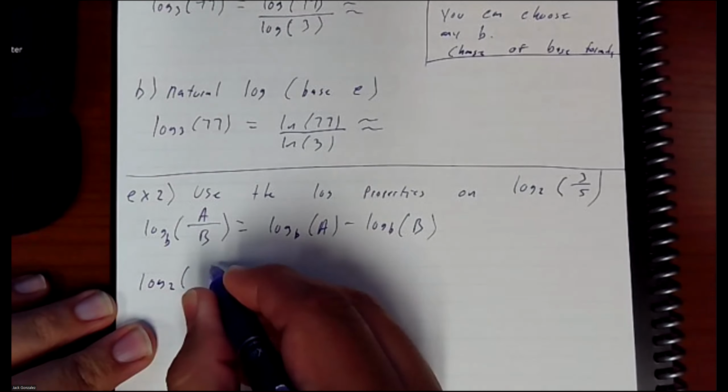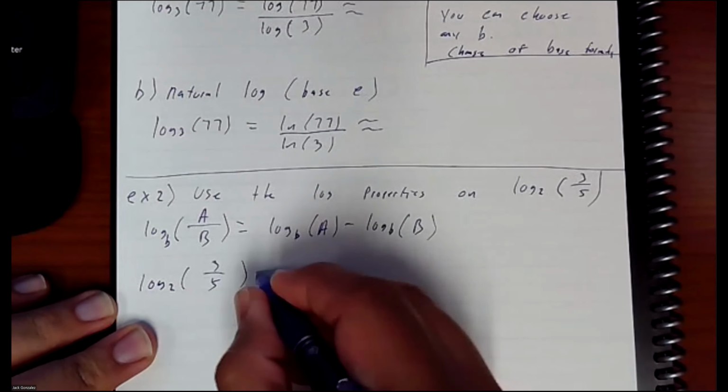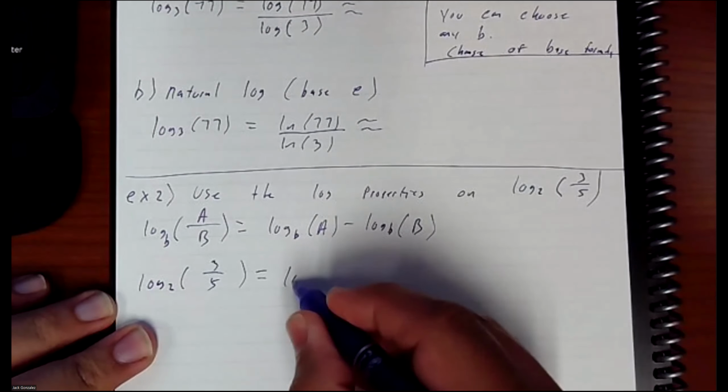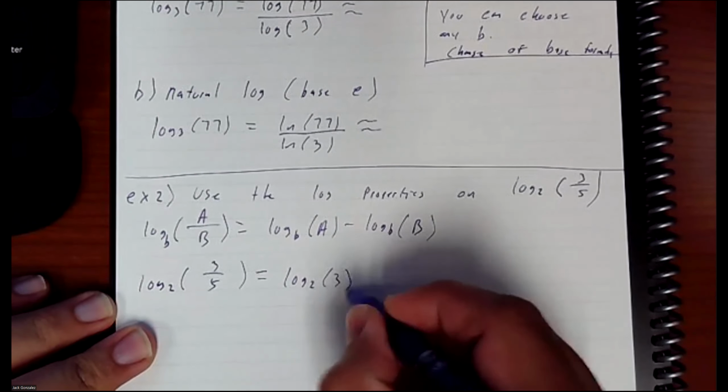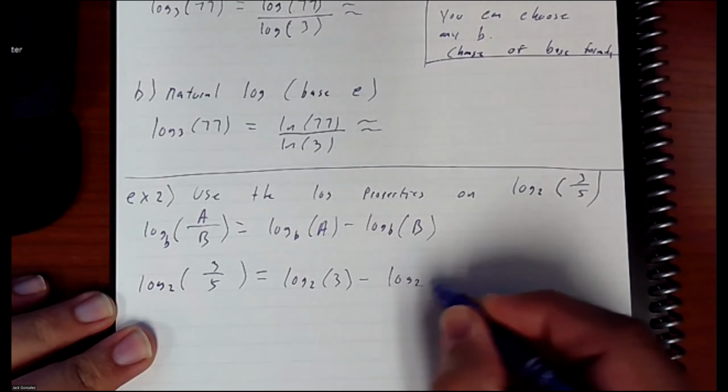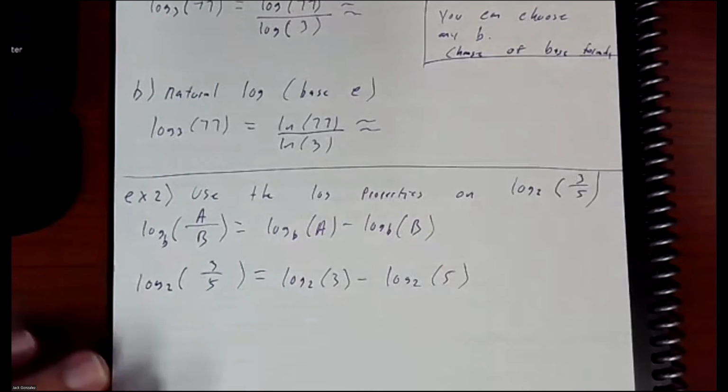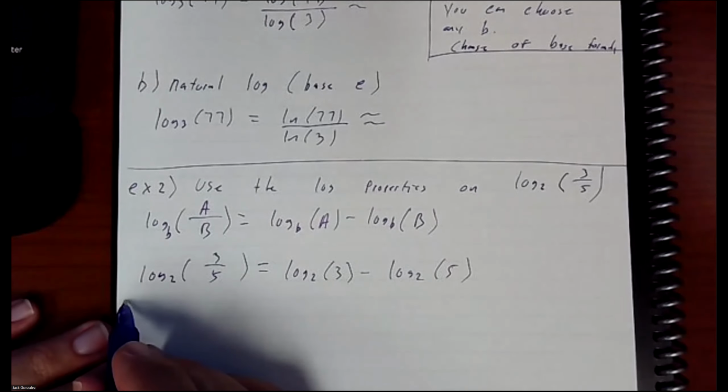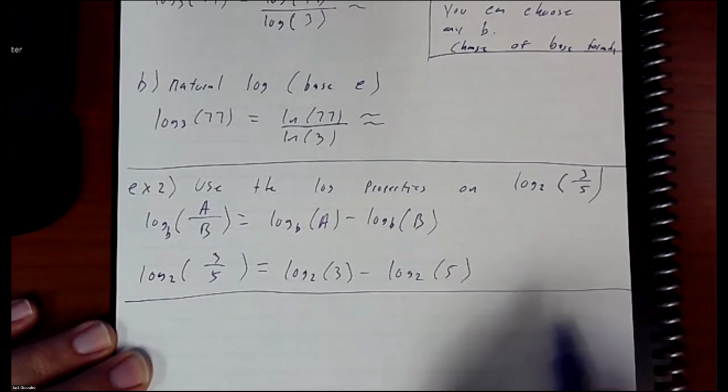So on this guy, all you've got to do is apply that property. So this would be log base 2 of the top minus the log base 2 of the bottom. That's it. Any questions on applying this property?